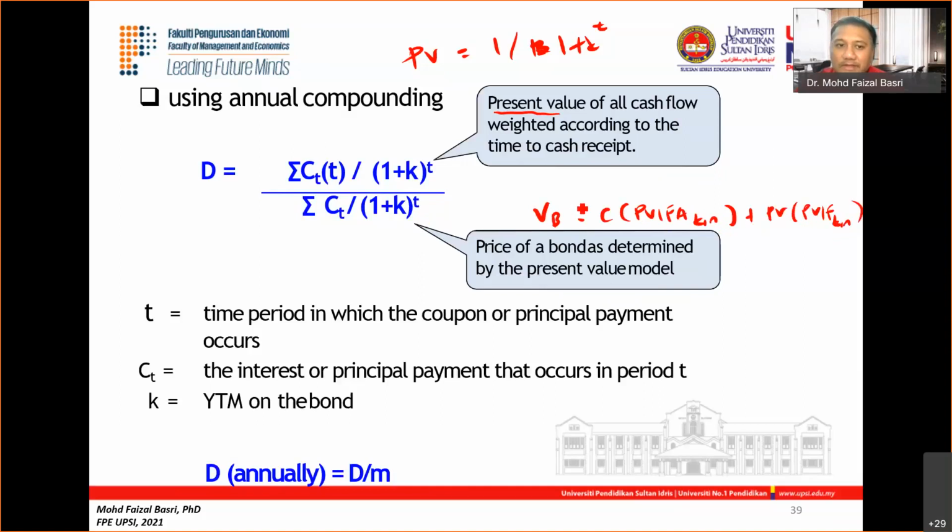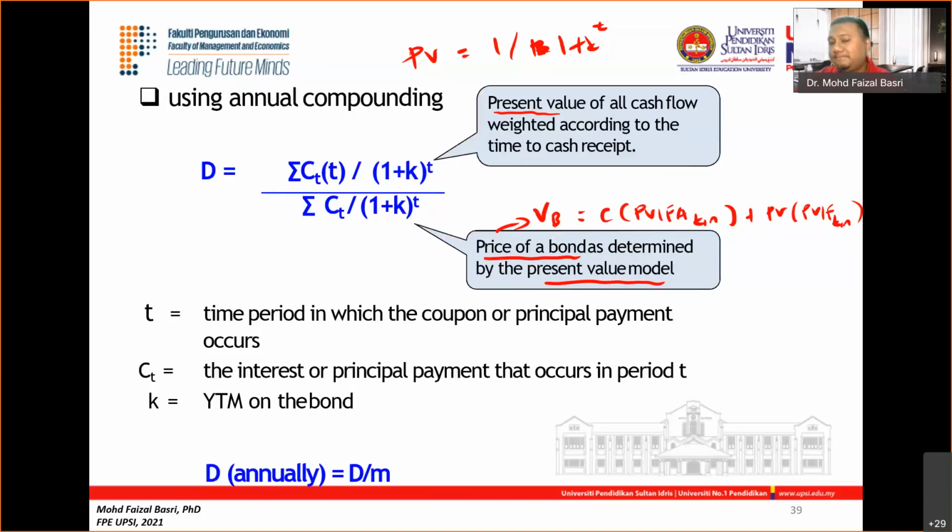Okay, so the one in the bracket is actually this formula, 1 plus k to the power of t, which is to find again the present value. Both are present values. And we want to present value the coupon and also the par value, the principal. So the process of present valuing everything is actually to find the value of bond. Therefore, the denominator is actually to find the price of bond using the present value model, which is this one.